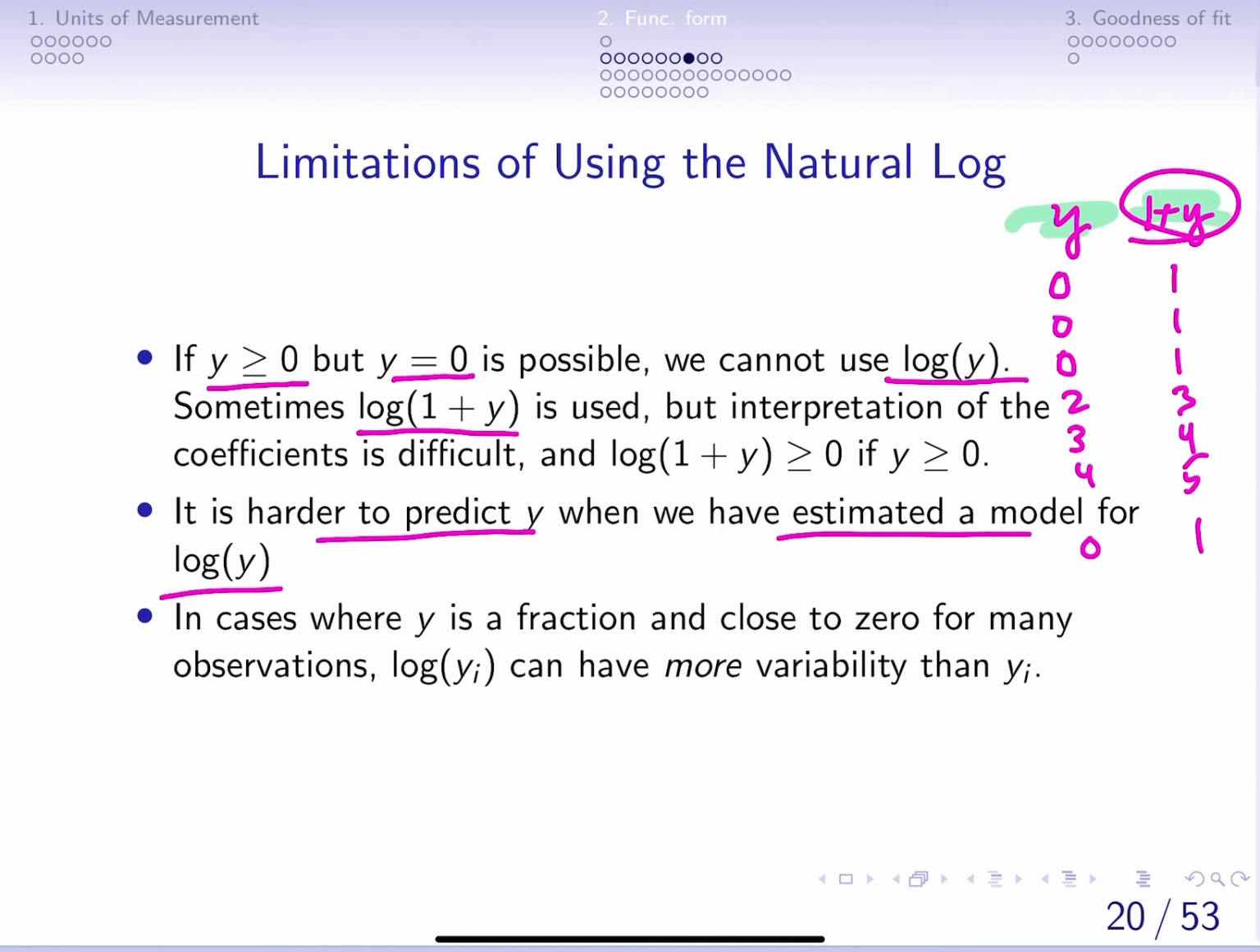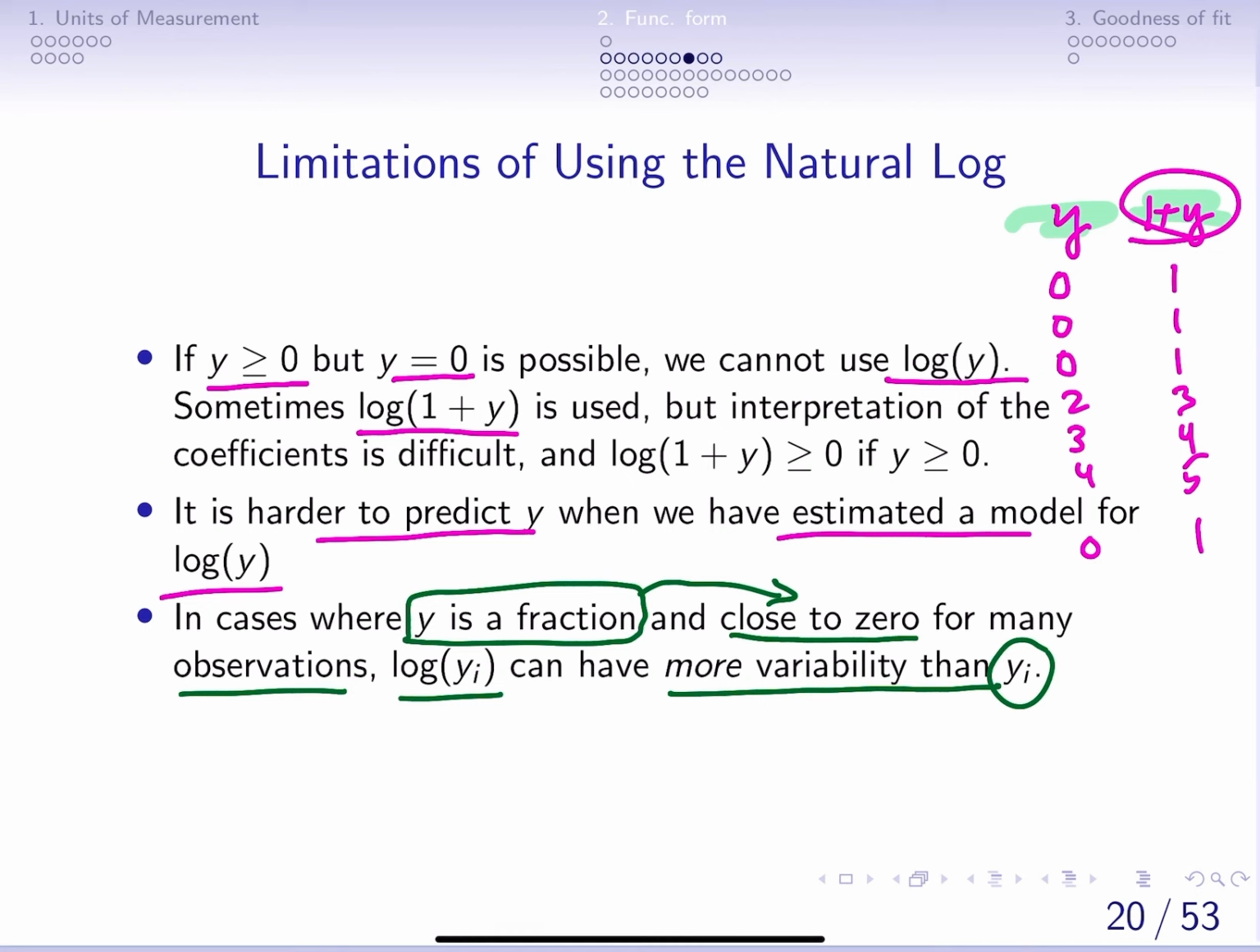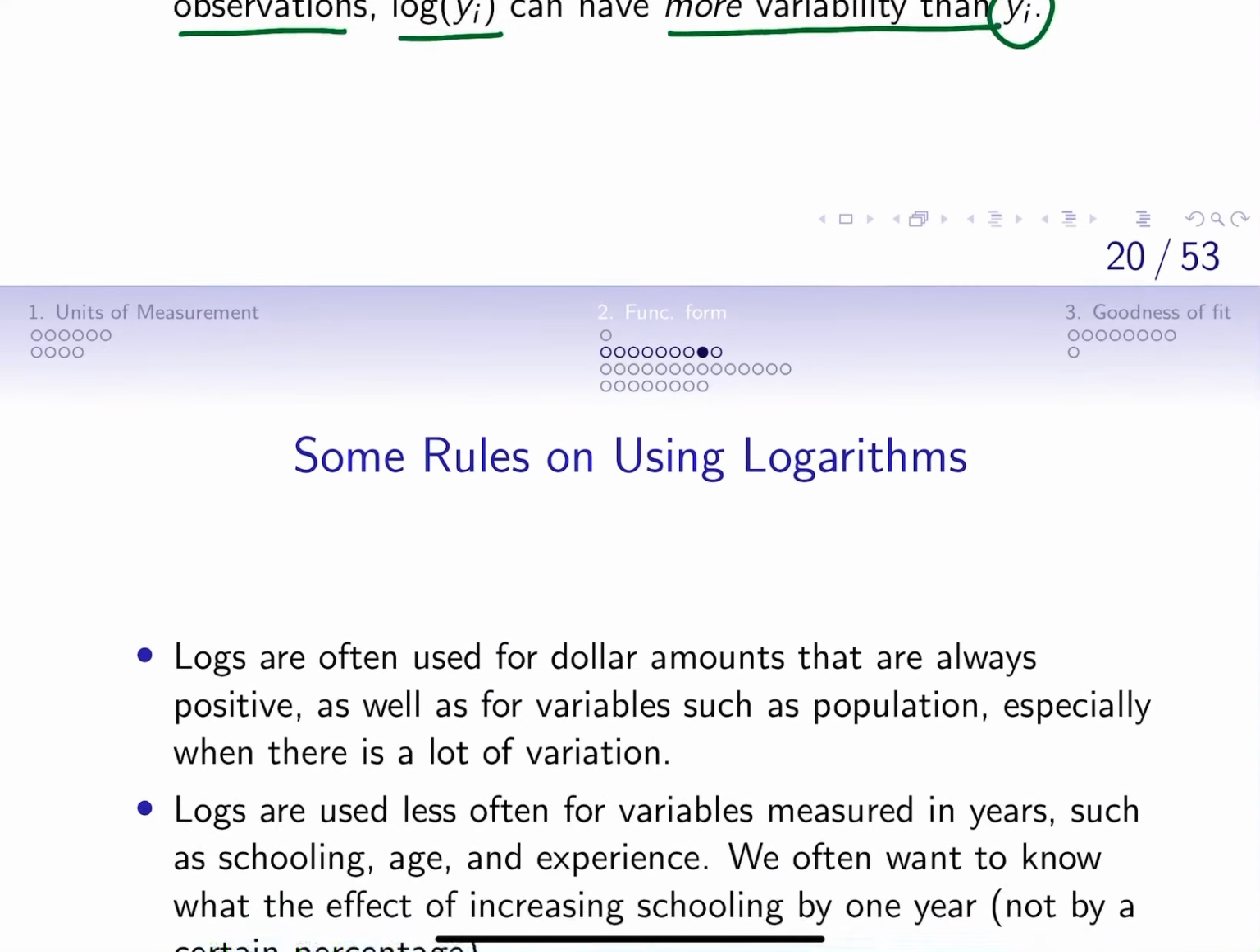And one other thing to remember, even though I've mentioned what logs do to the variability of a variable: when y are fractions or proportions, and if y is taking a value very close to 0 for many, many observations, then the log of y can have more variability than y itself. So there can be some issues in predicting that variable.